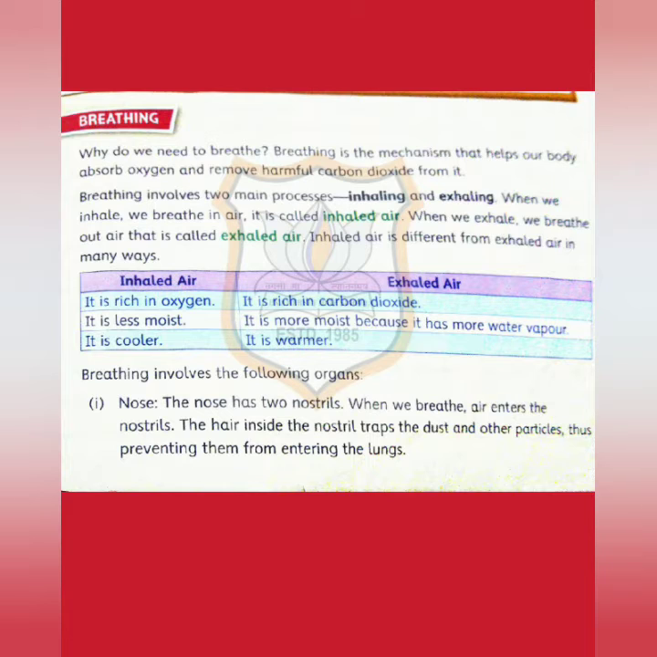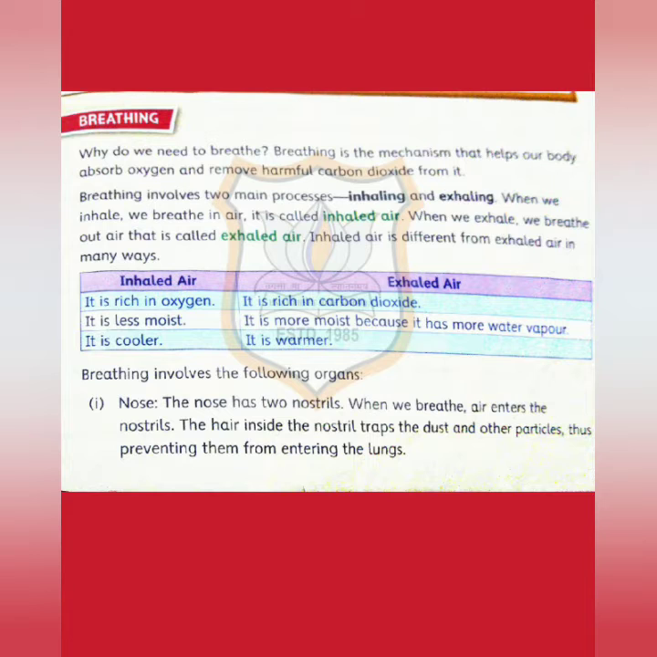The difference between inhaled air and exhaled air is, first point, inhaled air is rich in oxygen, and exhaled air is rich in carbon dioxide. So when we inhale air, oxygen goes inside our body, and when we exhale air, carbon dioxide comes out of our body.